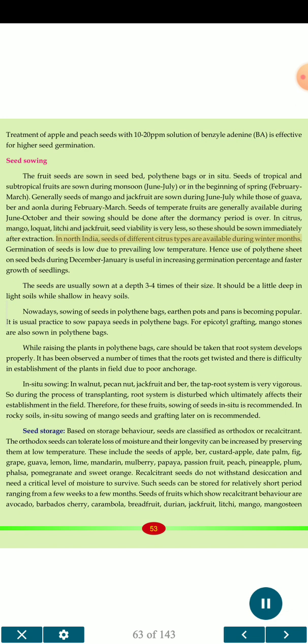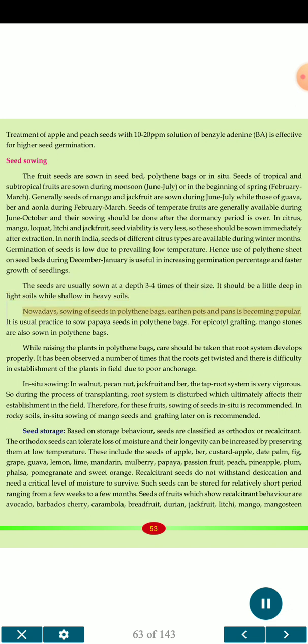In North India, seeds of different citrus types are available during winter months. Germination of seeds is low due to prevailing low temperature. Hence, use of polythene sheet on seed beds during December-January is useful in increasing germination percentage and faster growth of seedlings. The seeds are usually sown at a depth 3 to 4 times of their size. It should be a little deep in light soils while shallow in heavy soils.